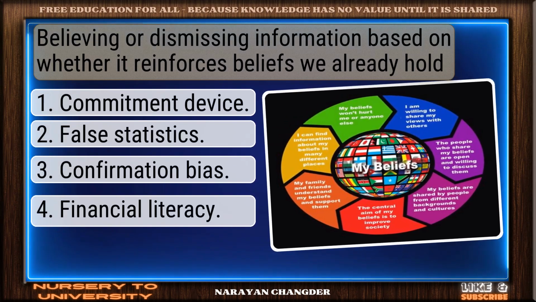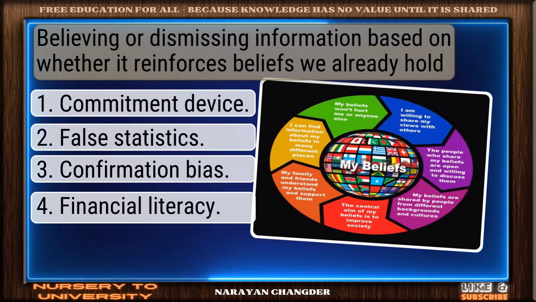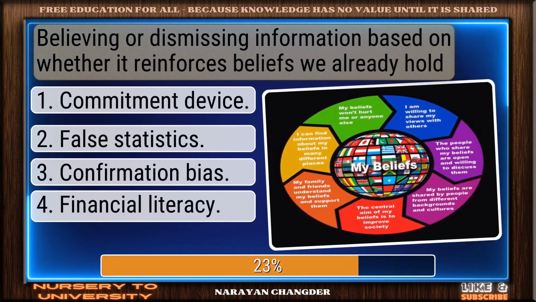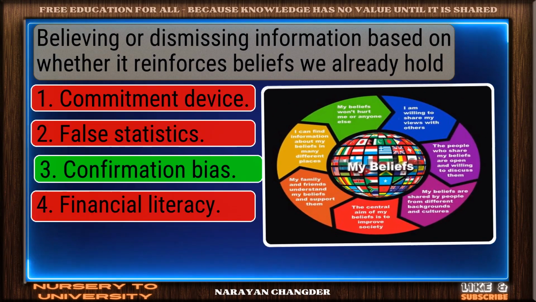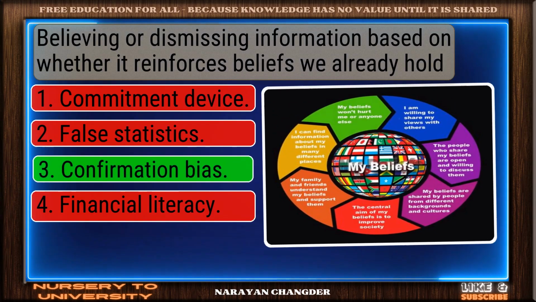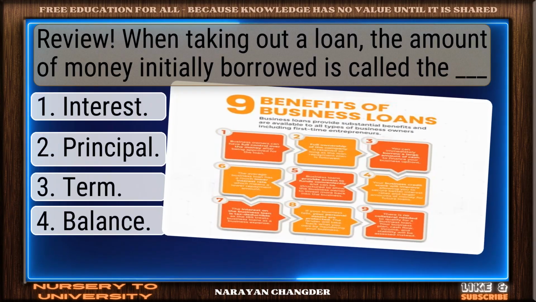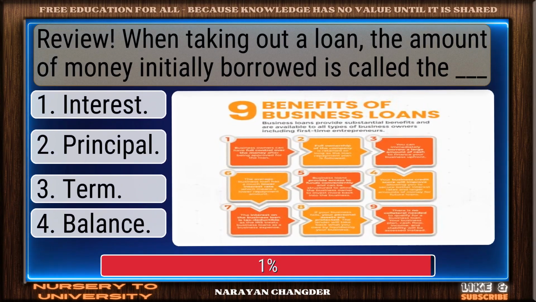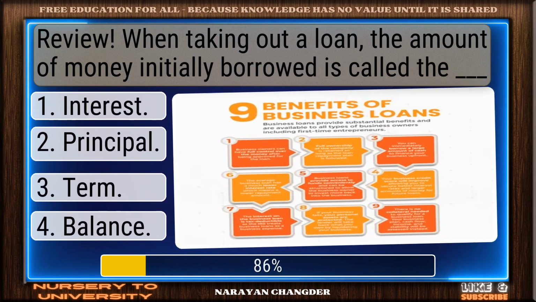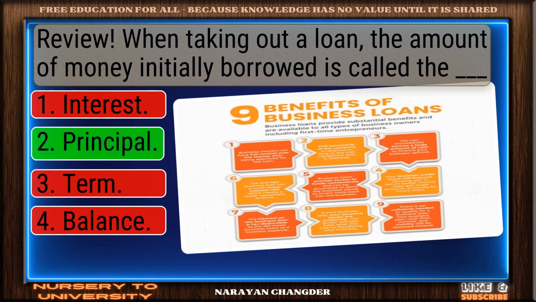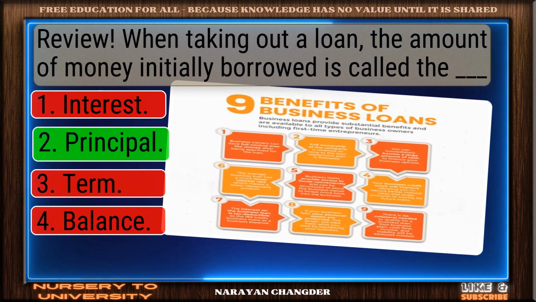Believing or dismissing information based on whether it reinforces beliefs we already hold. Valid point. Confirmation bias is true. Review. When taking out a loan, the amount of money initially borrowed is called the blank. Strong choice. Principal is the right answer.